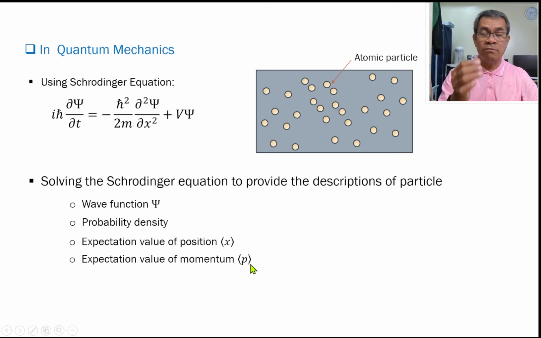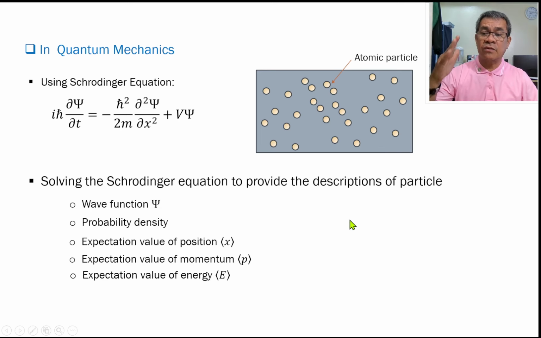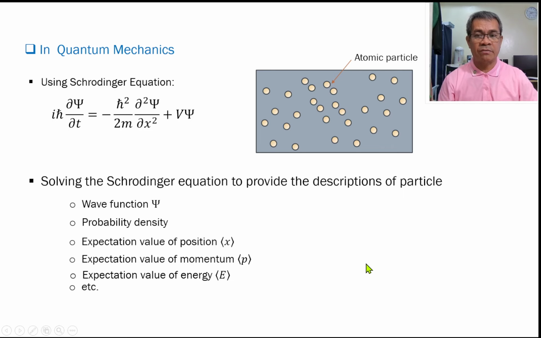So therefore, the momentum is not exact. If not exact, we don't know what the momentum is, because we don't know the exact position of the particle. Then the only thing to do is to provide the expectation value of that. Okay? And we can also provide the expectation value of the kinetic energy, meaning the average energy of the particles in the quantum system, and so on and so forth.